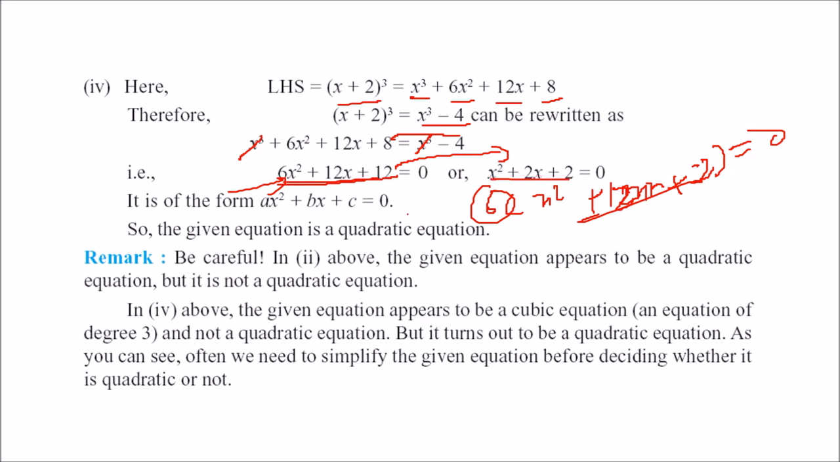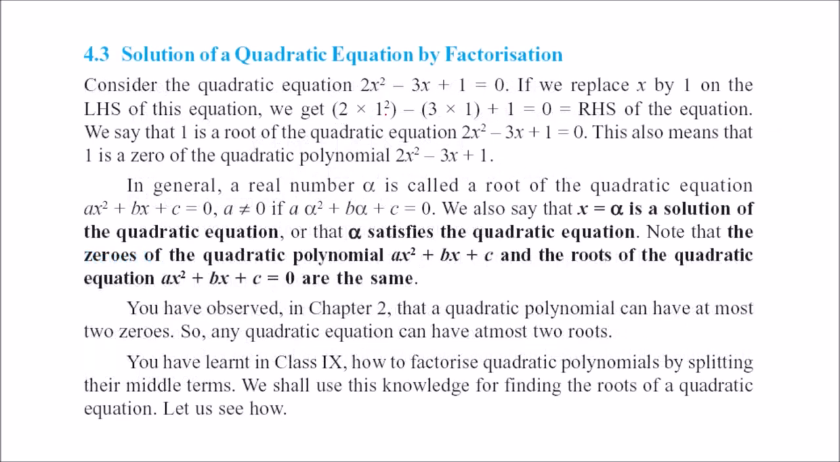So x square plus 2x plus 2, this is of the form ax square plus bx plus c, hence it is a quadratic equation. Now let us solve a quadratic equation by factorization. In this 2x square minus 3x plus 1, if we just place x equal to 1, you see that this equation becomes 0, which is the right hand side.